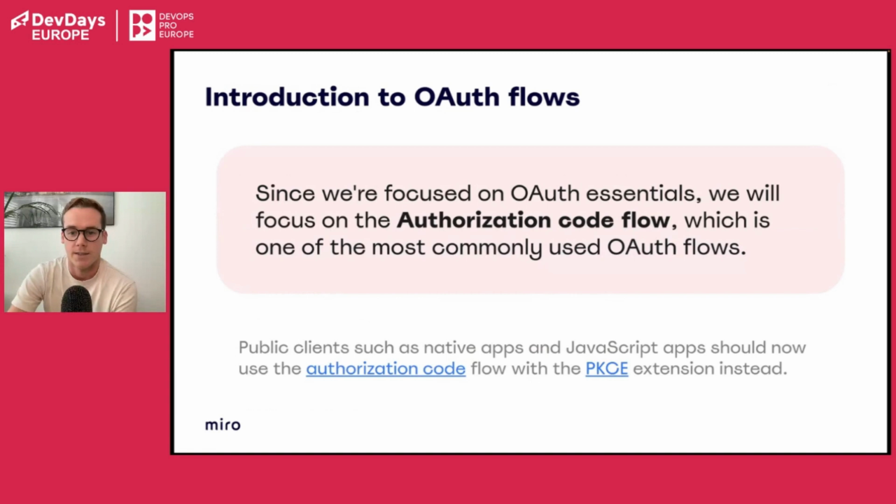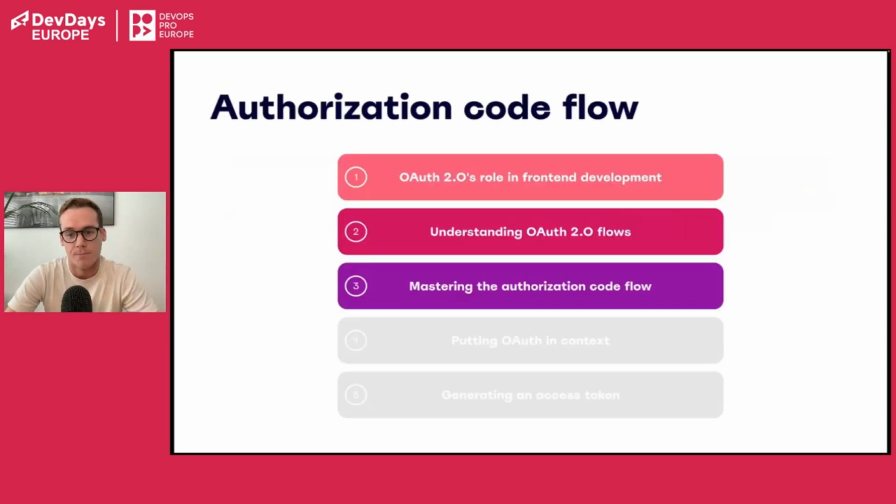So since the authorization code flow is the most commonly used one for the kind of use cases we'll be covering here, and one of the more secure flows, we'll consider it the recommended flow for incorporating into a front-end focused app. So now that I've talked a bit about OAuth's role in front-end development and covered some of the flows from a high level, I want to start mastering the most common OAuth flow. So that is the authorization code flow, and let's just jump right into it.